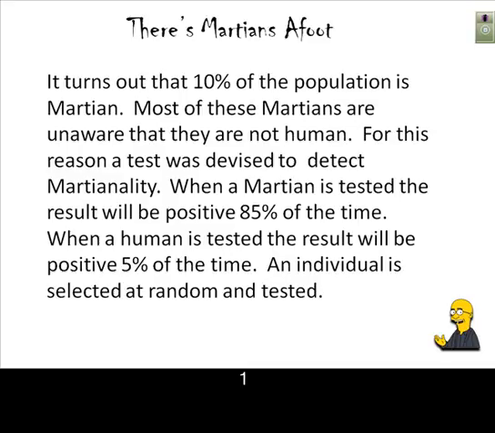And further, when a human is tested, the result will be positive 5% of the time. So apparently 5% of the time we get a false positive when humans are tested. Test says they're Martians when they're not. Now we're going to do an experiment here where an individual is selected at random and tested.